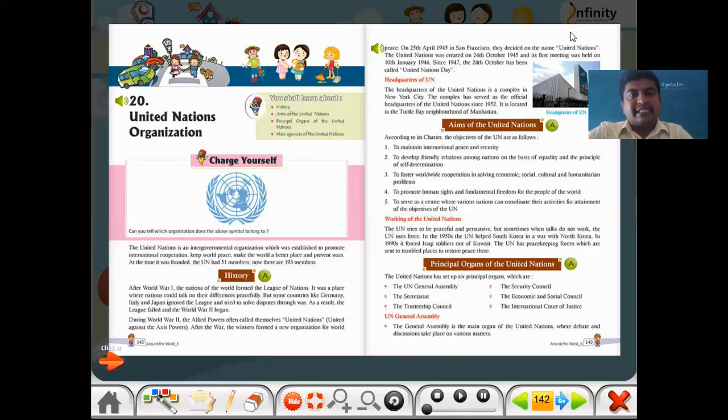Now, the second aim of the United Nations Organization is to develop friendly relations among nations. To develop what? A friendly relationship. For example, if I ask you a question, how do you lead your life with your neighbors? You will have some friendly relationship with your neighbors. Like that, a country should have a friendly relationship with other countries. On which basis? On the basis of equality. India should treat every country equal and America should treat every country equal. That is the main motto of the United Nations Organization and the principle of self-determination, right?